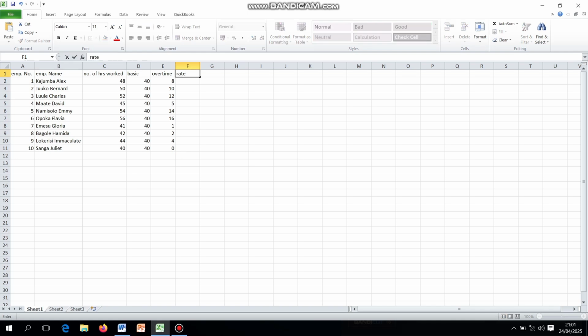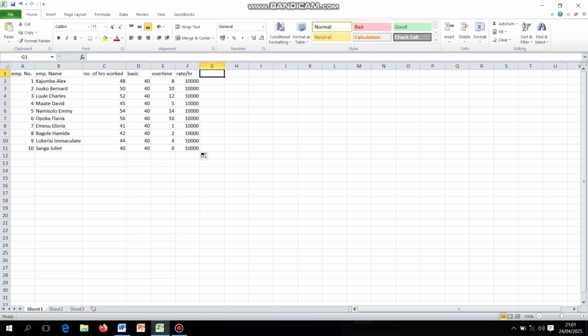After the overtime, I'm going to come to the rate per hour. To get my rate per hour, I'm going to use the rate per hour that was given in the question, which is 10,000. So that one was given, no need for a formula. That one I will just autofill.